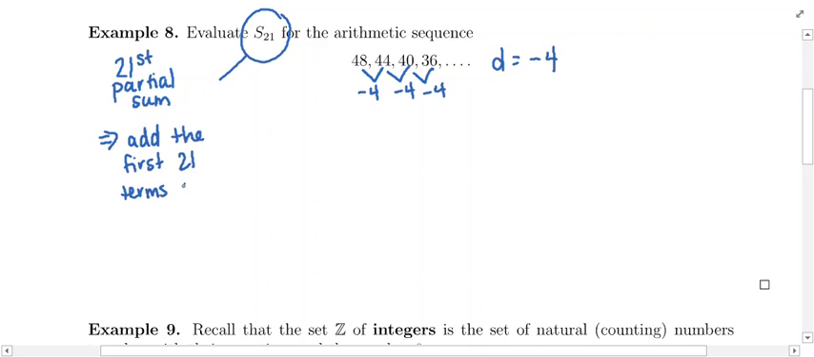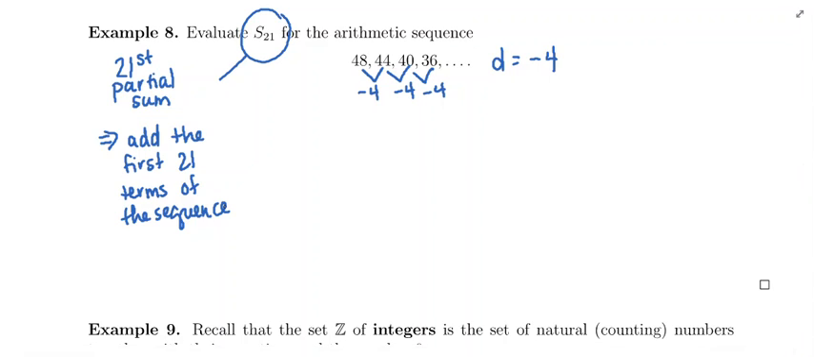Add the first 21 terms of the sequence. Okay, so we've got the first 4 terms. You could keep subtracting 4 and actually write out the first 21 terms and then add them all up. That's tedious, but totally plausible. You can do that, or you can apply one of the formulas we just talked about.